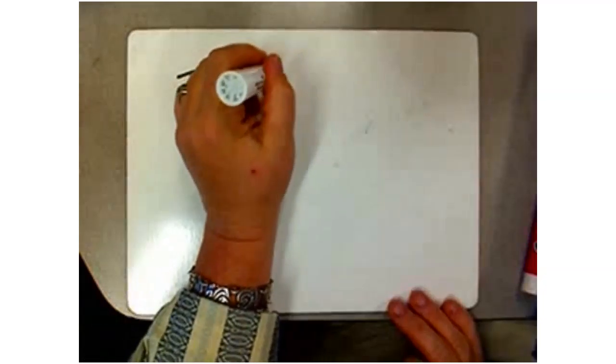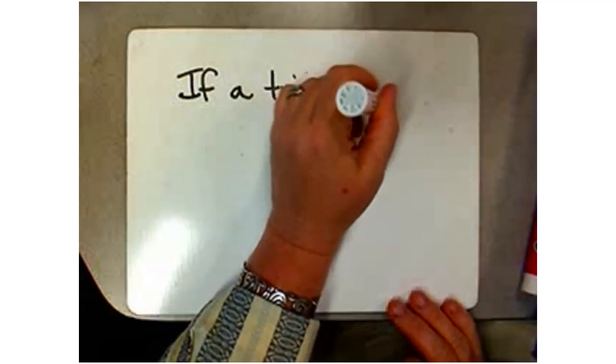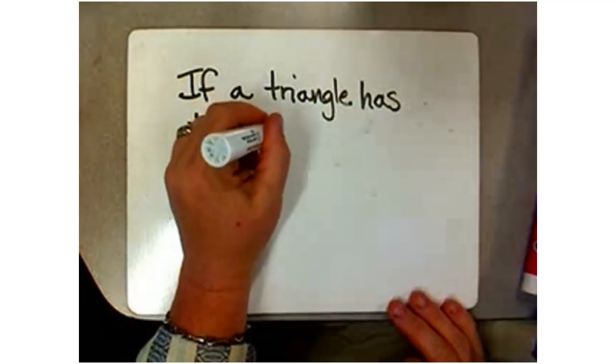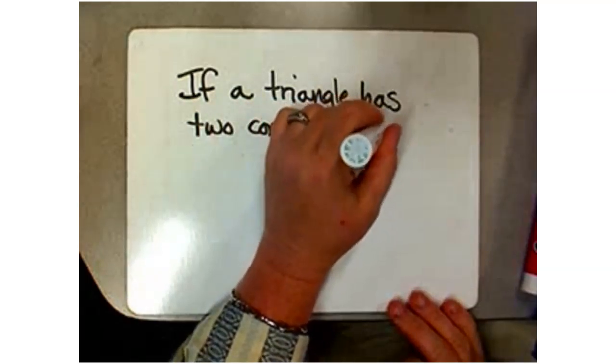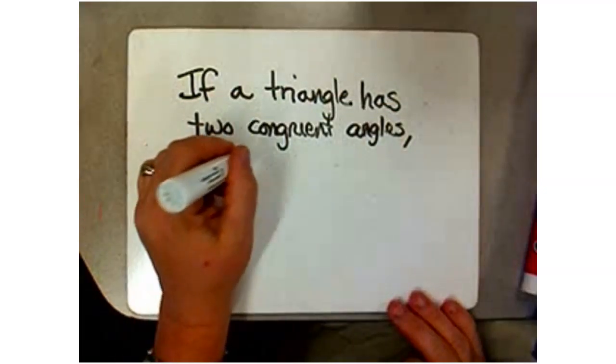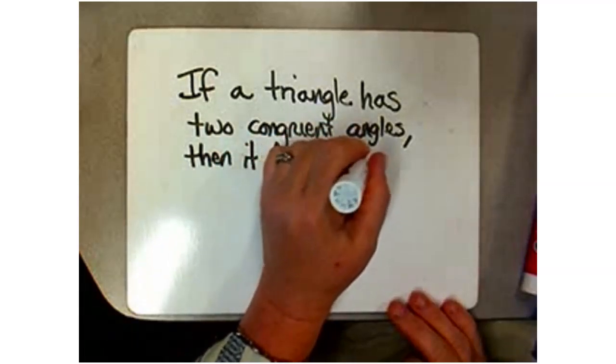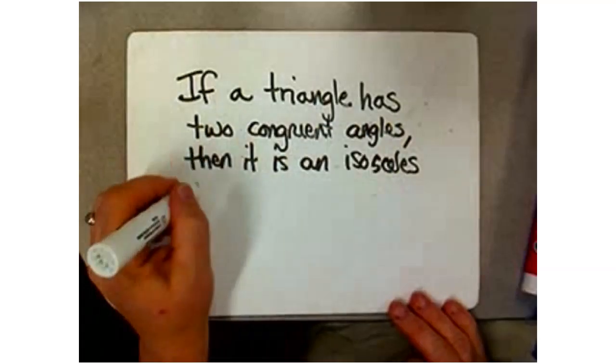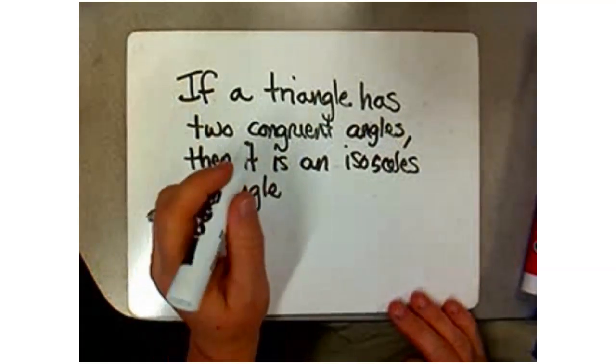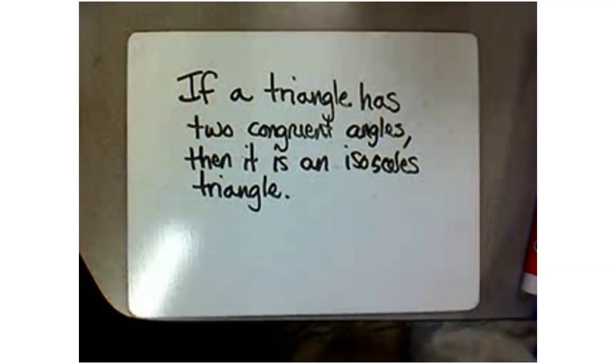If a triangle has 2 congruent angles, then it is an isosceles triangle. All right. And we're given this statement that's a valid geometric statement. You recall the definition of isosceles triangles. They're going to have two equal sides, therefore two equal base angles, right? So we're like, oh yeah, if a triangle has two congruent angles, then it is an isosceles triangle.